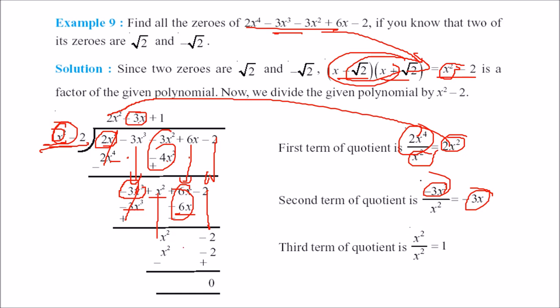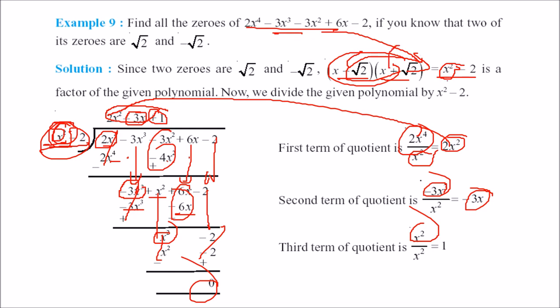Again, you get x square here. Take x square divided by x square. So 1. Place 1 here. So 1 has come. Multiply this whole by 1. So it will be x square minus 2. This gets cancelled out. You get 0. So now you have got this also. So one factor is x minus root 2, other is x plus root 2.